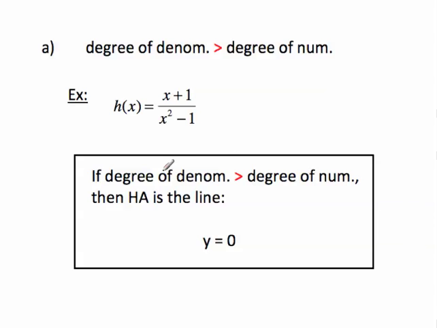In other words, if the degree of the denominator is greater than the degree of the numerator, then the horizontal asymptote is the line with the equation y is equal to 0. And that's what we saw before. Remember, horizontal lines have equations of the form y equals something because every point on a horizontal line shares the same y value.